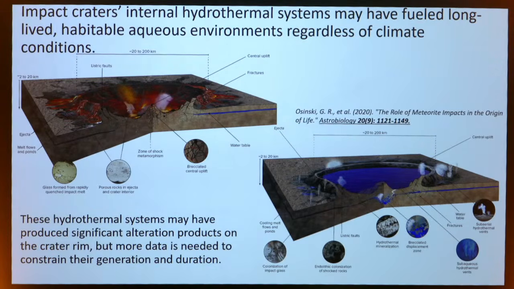The heat generated from the impact can also create an environment that could be habitable, and that thermophilic organisms may thrive in. That's what we're seeing over on the right here, a potential localized hydrothermal system that could exist. When we're looking for evidence of these hydrothermal systems, we specifically want to look for alteration products. More data, though, is needed to constrain these alteration products' generation and duration.